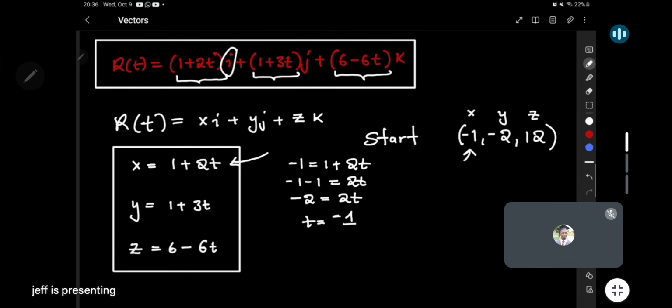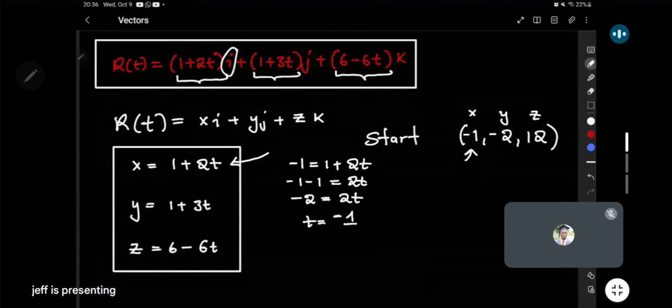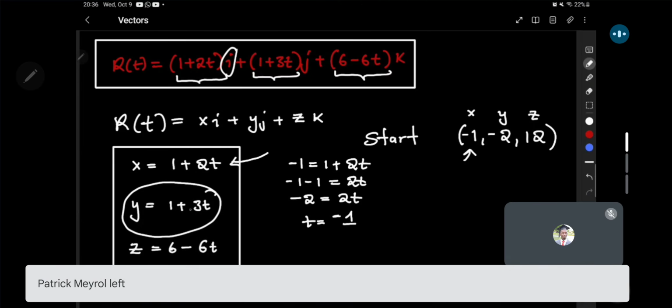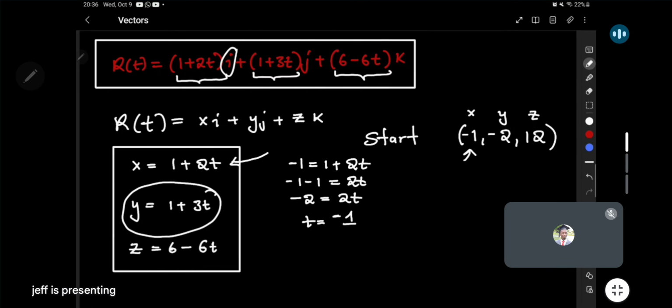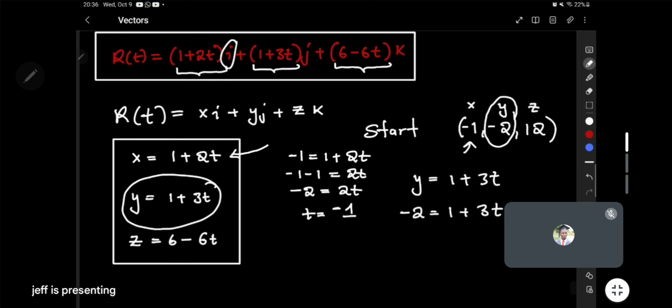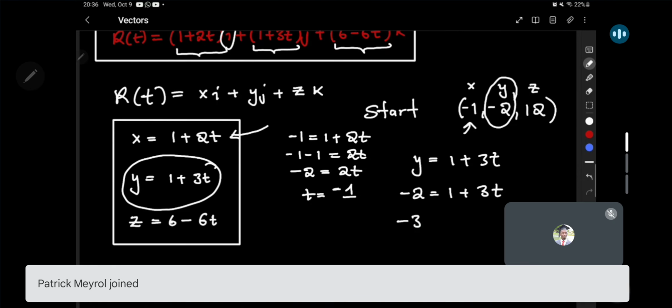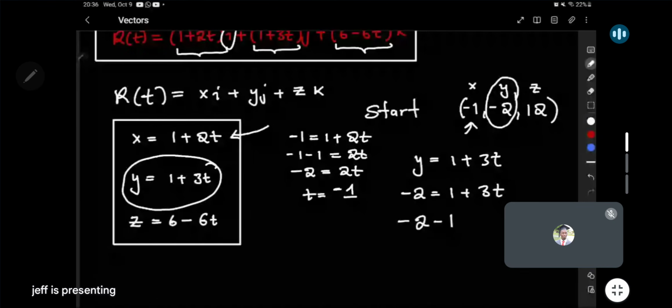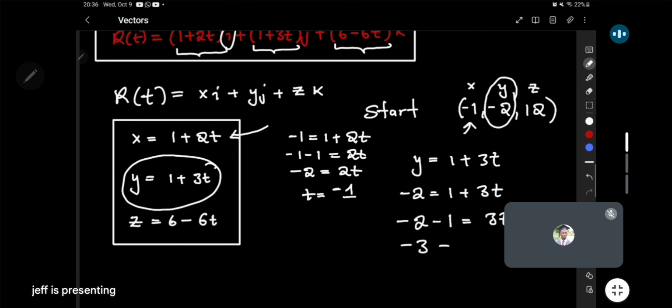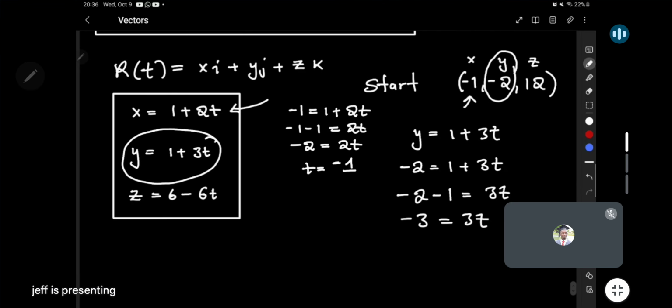Now, you can try this. It's the same point, the same position. The only difference is whether you look at it from the x, the y, or the z. You can even try to find the value of t if you viewed this from the y. Here's how it would look. The value of y at that point is -2, and then -2 goes here. The 1 comes to the left and becomes negative as well. This is now -3 is equal to 3t. And guess what? We still end up with t is equal to -1, the same value we got there.